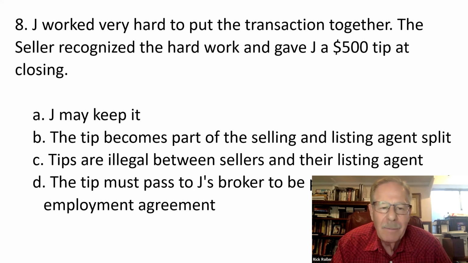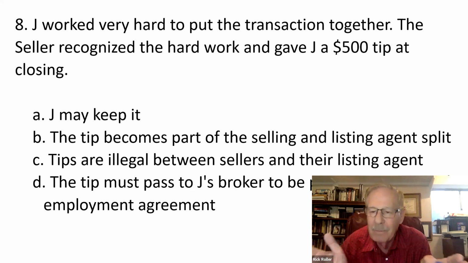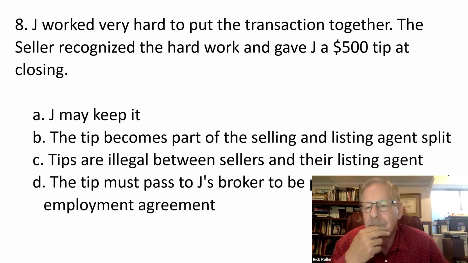Look at B. The tip becomes part of the selling listing agent split. We already mentioned that, and that is not the right answer, but the split between the selling and listing agent is put on the MLS. So let's say you list at 6, you keep 3 and you pay the other company 3. Or if inventory is tight, you list at 7, keep 4 and pay the other company 3. You don't have to put on there what you're getting or what the whole commission is. You just have to put in the MLS how much you're willing to pay that other company for bringing the buyer.